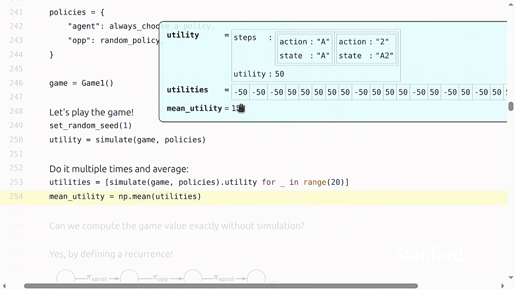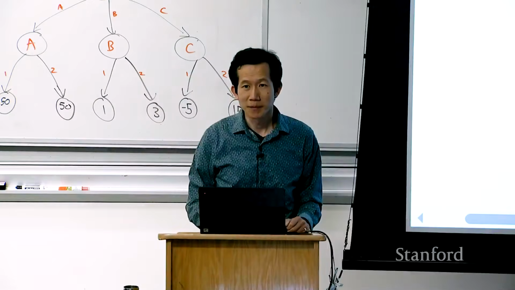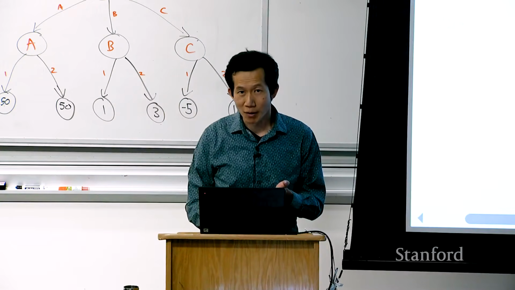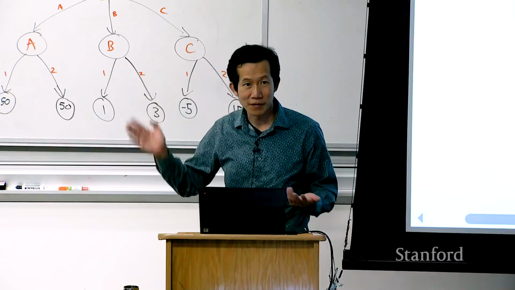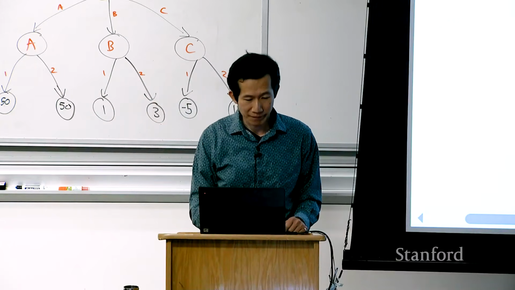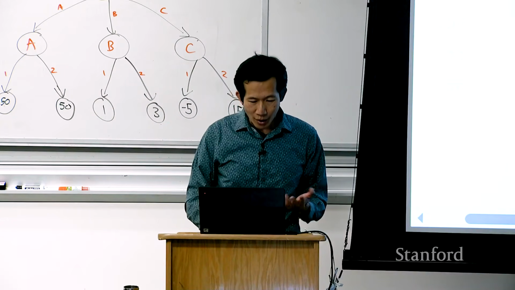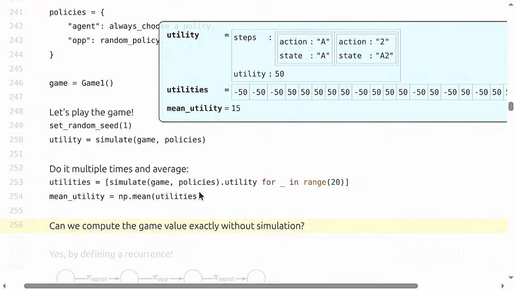Now 15 is not the actual value of the game because there's sampling error. I'm only trying it 20 times. If you increase this number to, let's say, 1 million, what is the mean? What do you think the mean utility will turn out to be? It should be 0, right? Because half the time you're choosing minus 50 and half the time you're choosing 50. Okay, so can we compute the game value exactly without simulation?